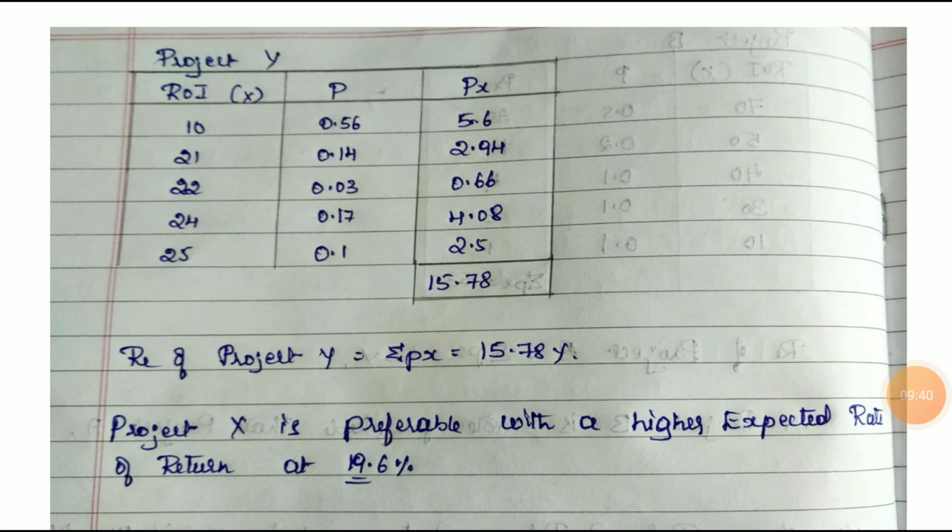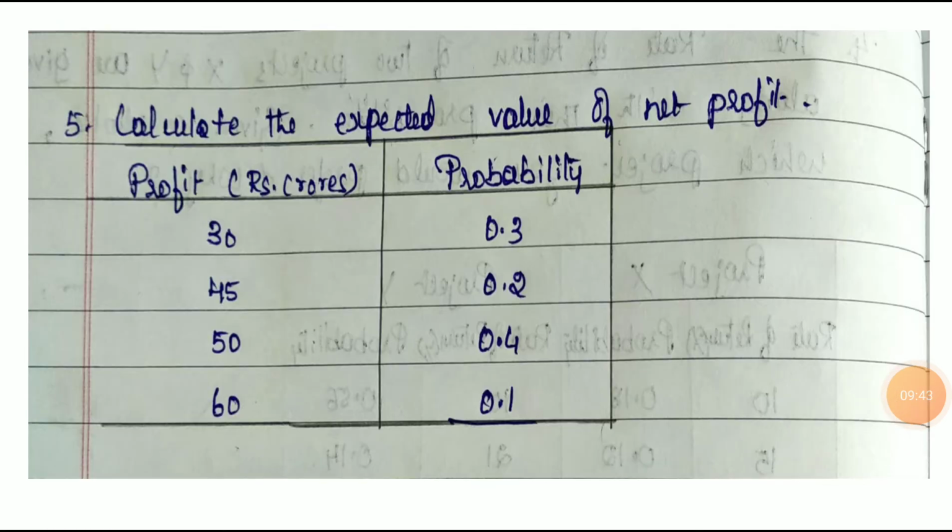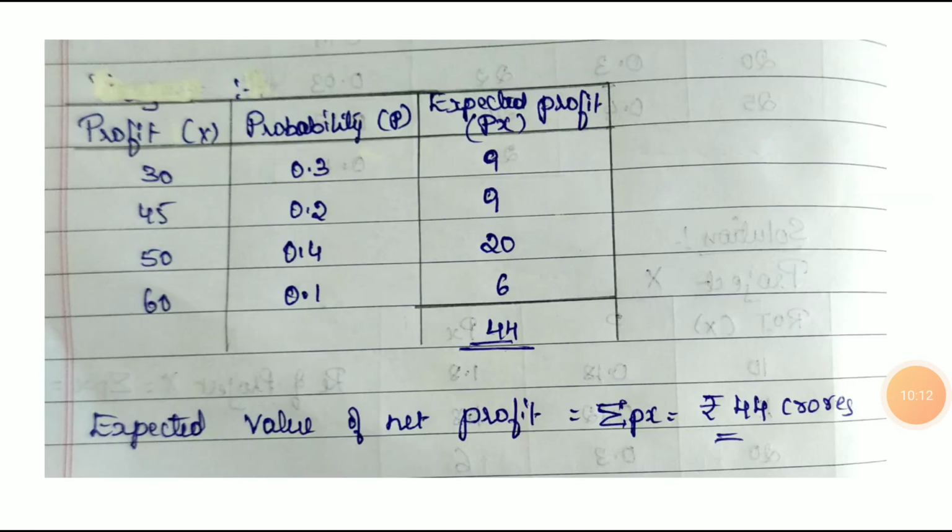Then problem number 5: calculate the expected value of net profit. So net profit is also a return, so we can apply the expected rate of return formula to calculate the expected value of net profit. Profit in crores is given, that is 30, 45, 50, 60, and probabilities 0.3, 0.2, 0.4 and 0.1. So we have to multiply the given information.